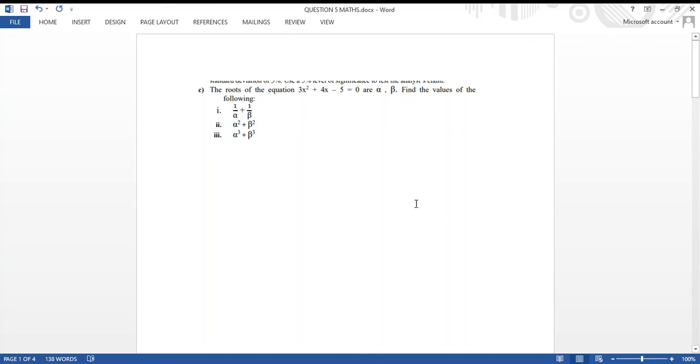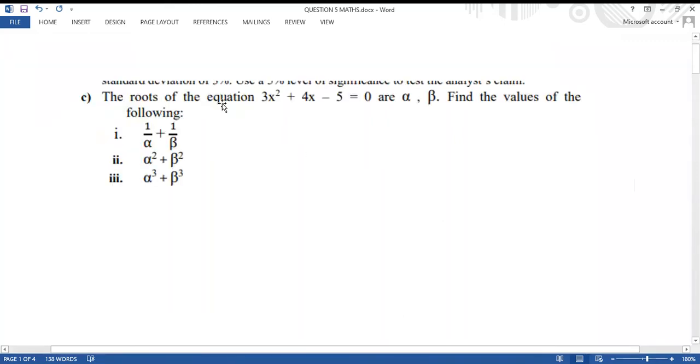All right, we have this question here. The roots of the equation 3x squared plus 4x minus 5 equals 0 are alpha and beta. Find the values of the following. The first thing that we do, we've got a quadratic equation.